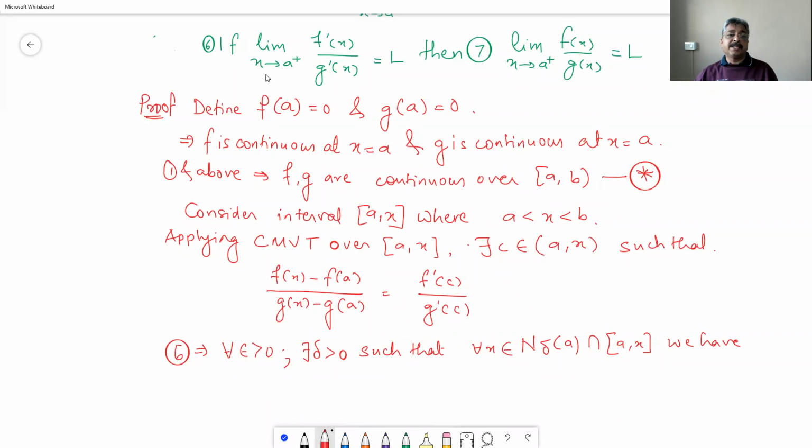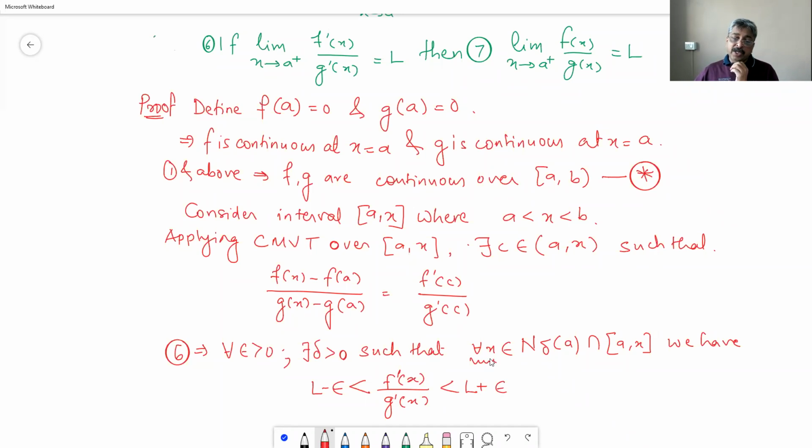Condition number 6 says limit as x tends to a f dash of x upon g dash of x is equal to L. What do we mean by 6? We mean for every epsilon greater than 0 there exists delta greater than 0 such that for every x belonging to delta neighborhood of a intersection a comma x, the interval under consideration, we have L minus epsilon is less than f dash of x upon g dash of x is less than L plus epsilon.